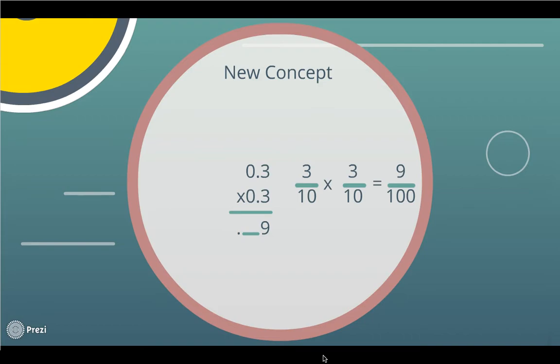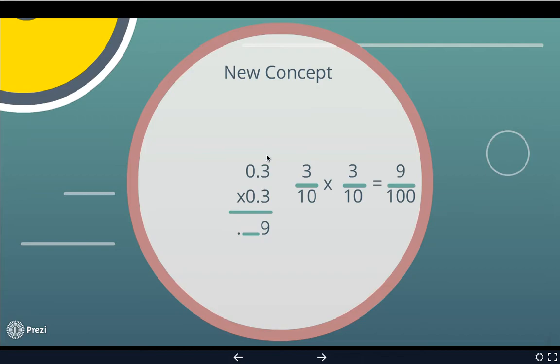All right, here's your new concept. When we're multiplying decimals, you're going to follow the same pattern as you did yesterday. We're going to multiply like you do normally, which is 3 times 3, and it equals 9. 3 times 0 is 0, and 0 times anything is 0, so we don't do that portion. When you do 3 times 3, and then you do your decimals, you count your decimal spaces. So multiply like normal, then count your decimal spaces.